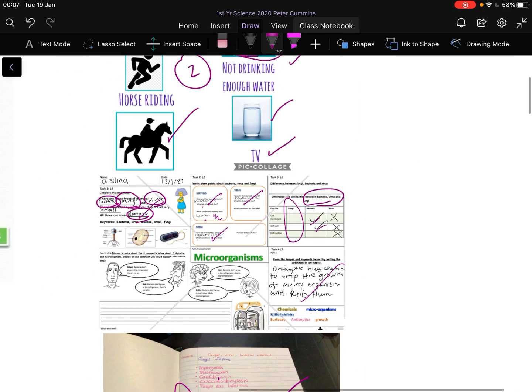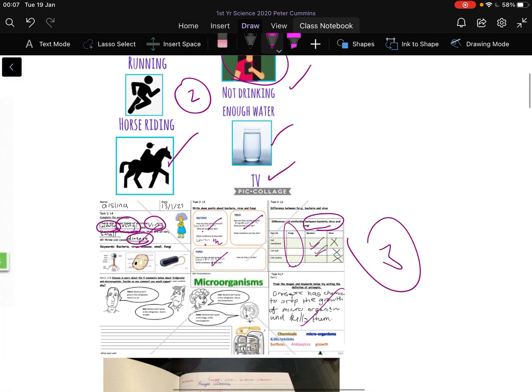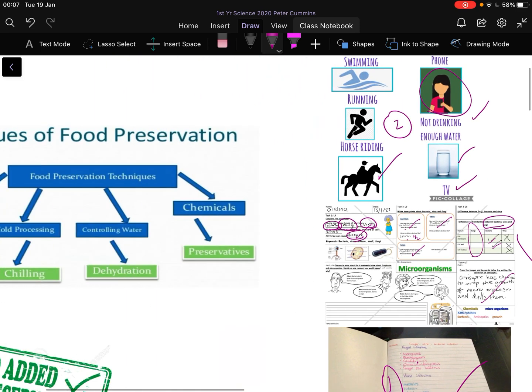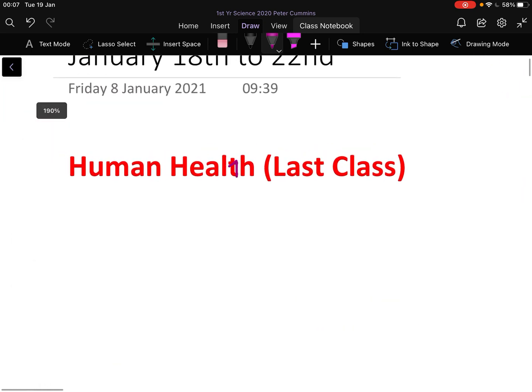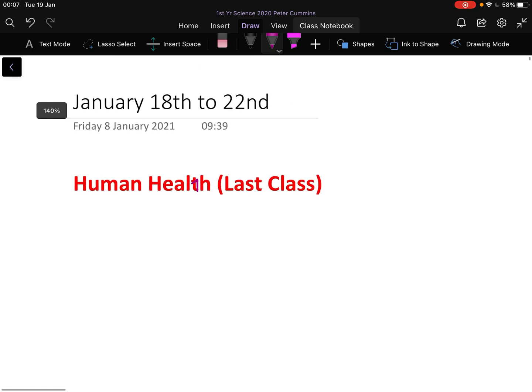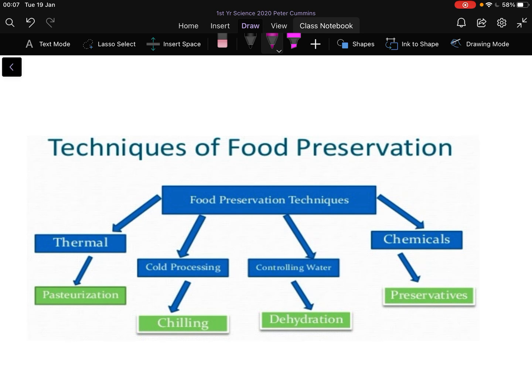So those 3 pieces of work, number 1, number 2, and number 3, should now be in the homework section of your OneNote. That's all looking at human health, and it'll be important for you to be able to look back on that come exam time. Okay, moving on then to the last part of human health. I've called this human health last class, and it's in the second week of the lockdown since we are at home.